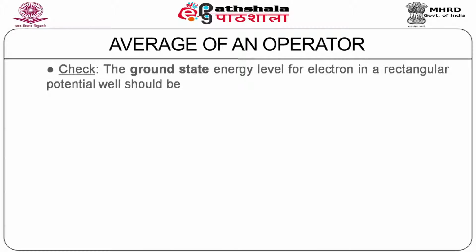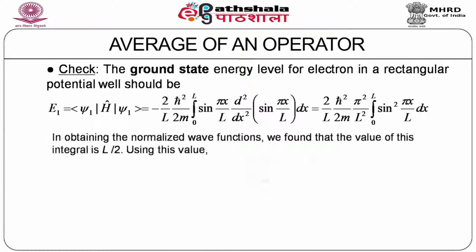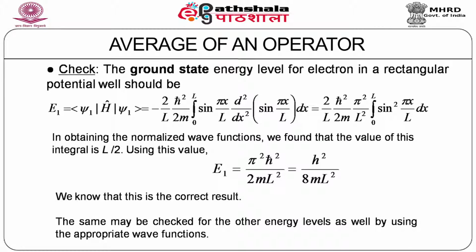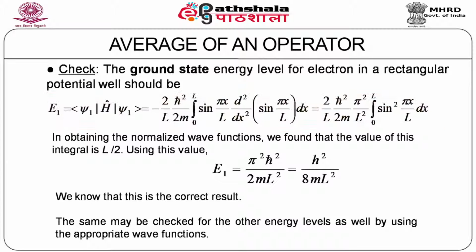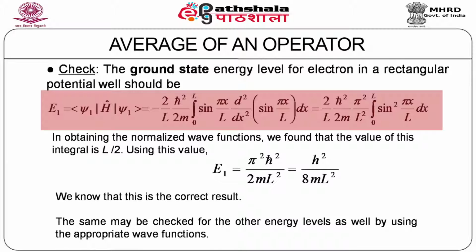Now, let us check that the ground state energy level for an electron in a rectangular potential well is given by this integral, that is, the integral of psi 1 H psi 1. Let's check that this gives the ground state energy. According to what we wrote in the previous slide, E1 is equal to the integral of psi 1 H psi 1.